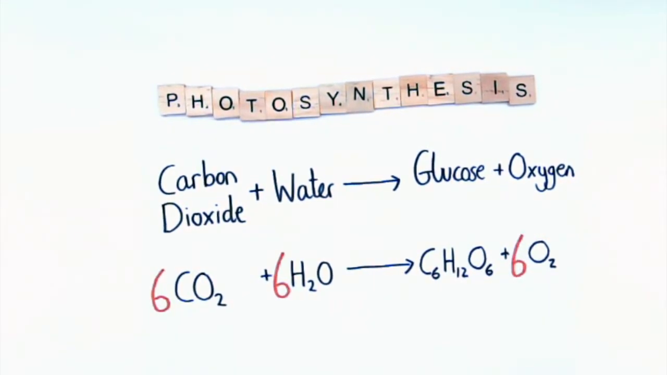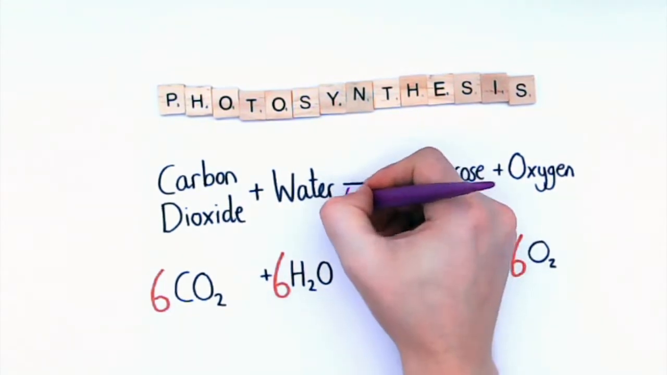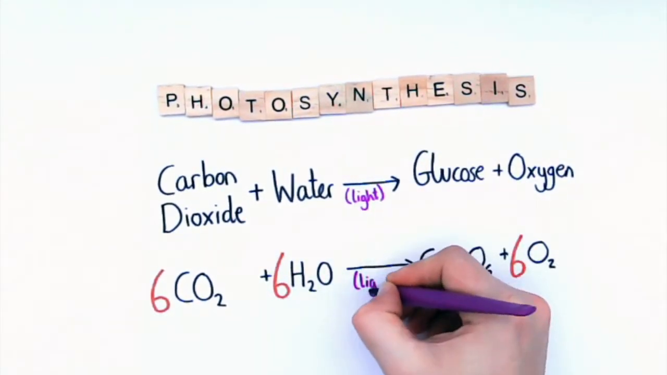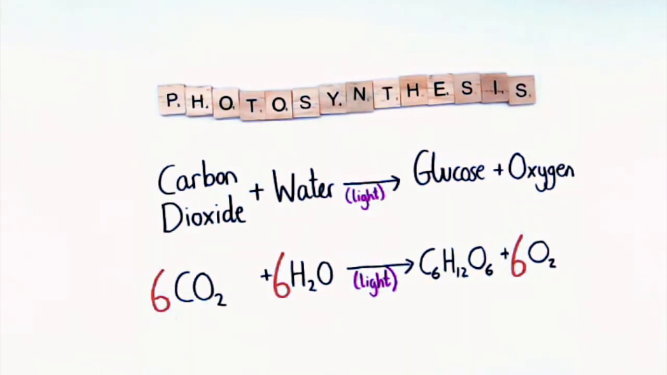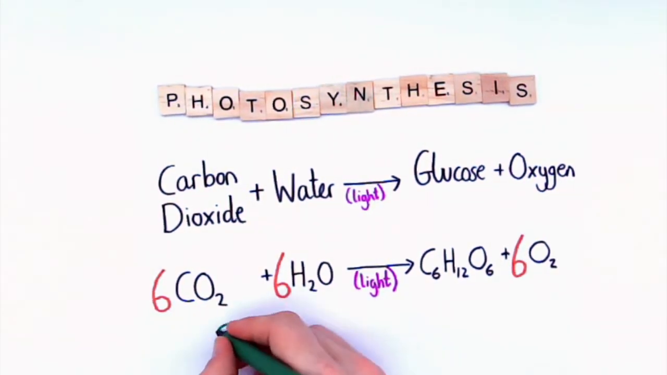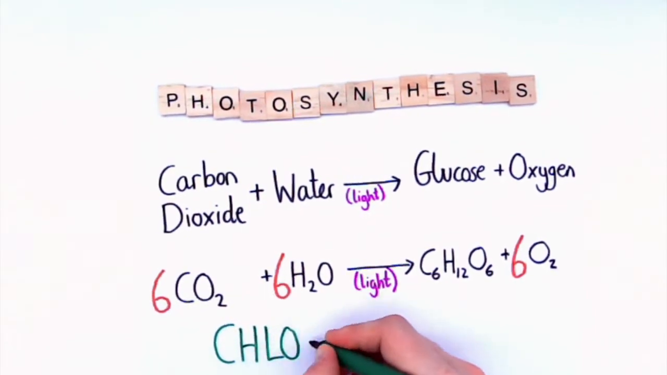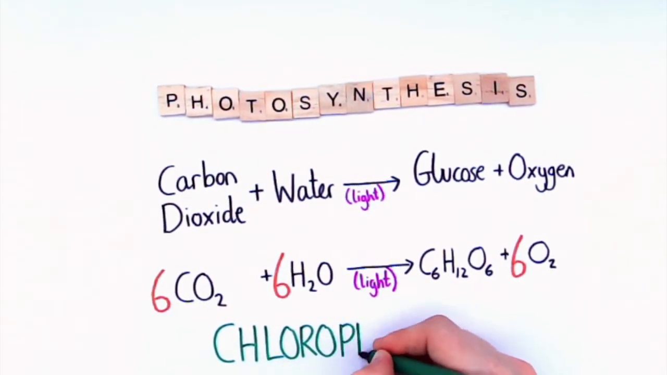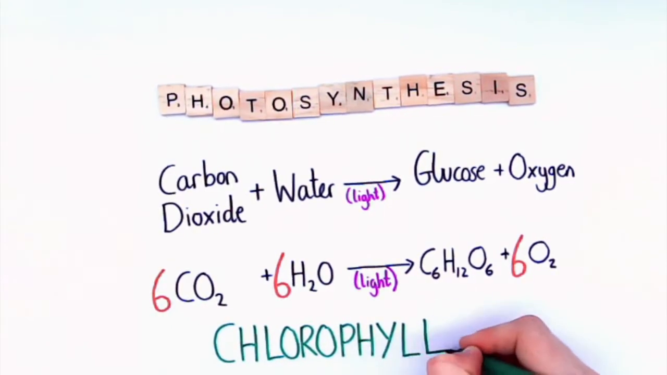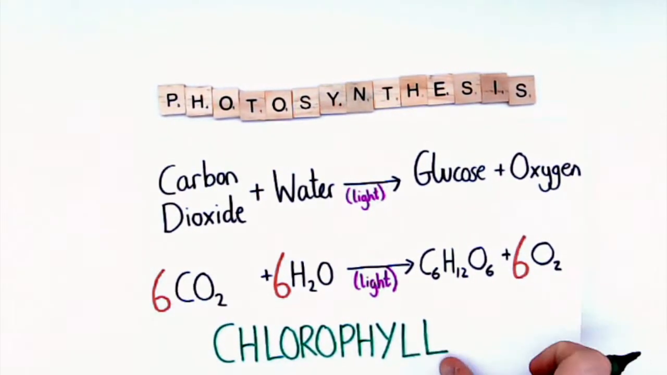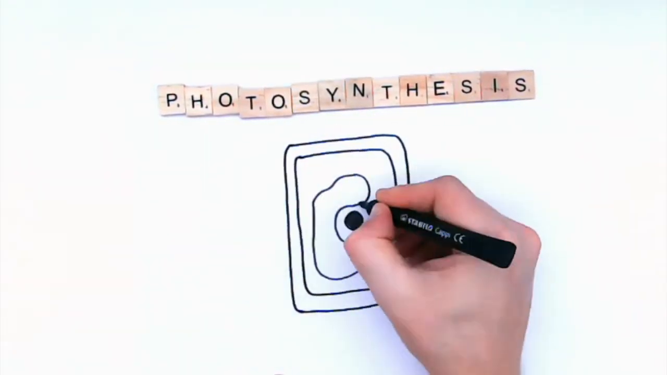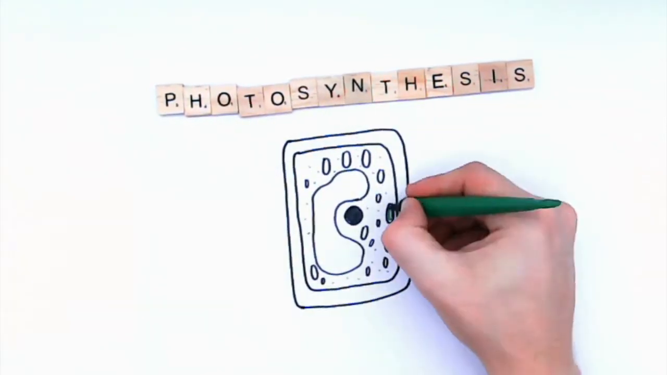Something that's missing from this is what we talked about at the start, that photosynthesis uses light, and so over the arrow we can put light because light is required for this equation. How exactly does the plant get that sunlight? Well, it gets it through its leaves and other green surfaces using a magical chemical called chlorophyll. Chlorophyll absorbs sunlight.